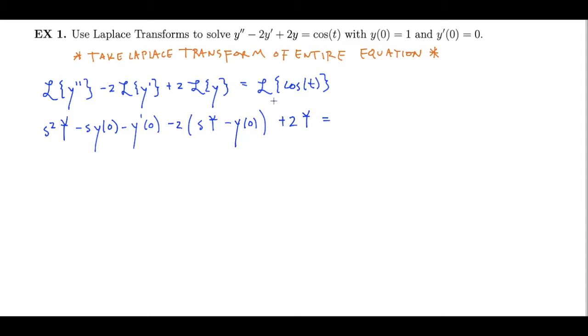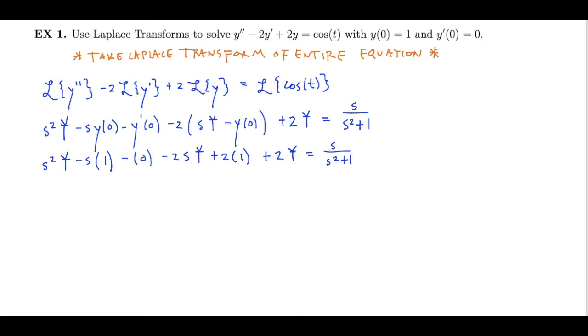And on the right-hand side, I have the Laplace transform of cosine, which is a function I'm very familiar with. So I can just state directly that that transform is s over s squared plus 1. At this stage, I can plug in the specific values for these initial conditions that were provided in the problem.